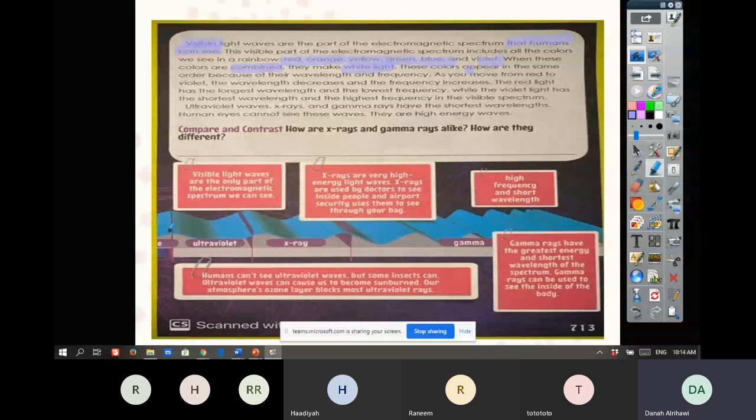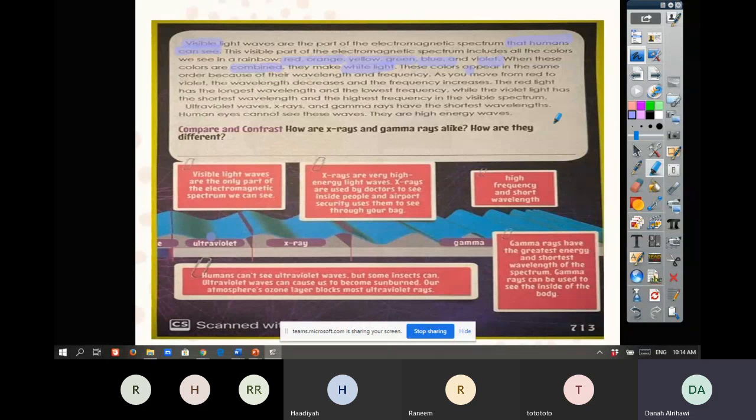Look at the blue color on the electromagnetic spectrum. You see, here the waves become shorter and shorter, and look at the frequency. Here I have only one wave in the ultraviolet, here 2 waves in the X-ray, while in the gamma I have a lot of waves. All of them from the left to the right.